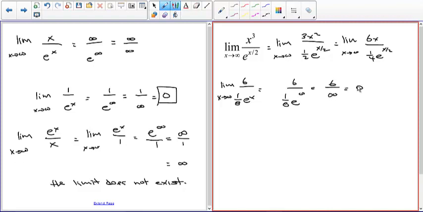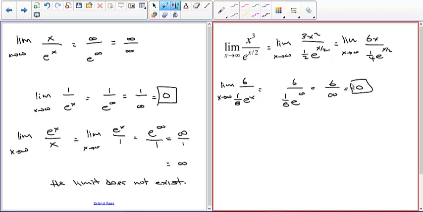So that's 0. So the answer is 0. And if it was the other way around, if it was e to the x over 2 divided by x cubed, it would be infinity.